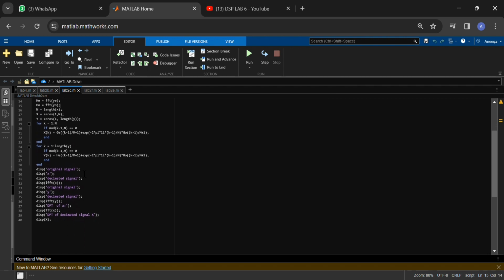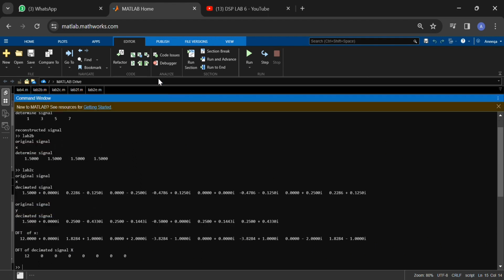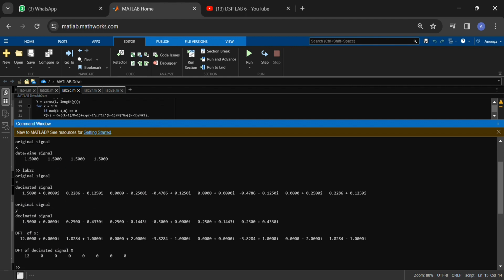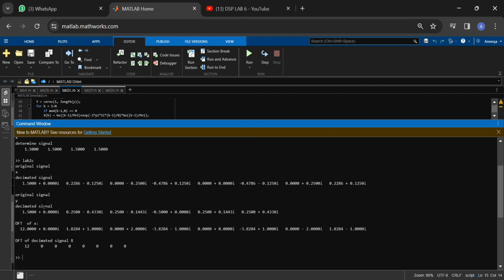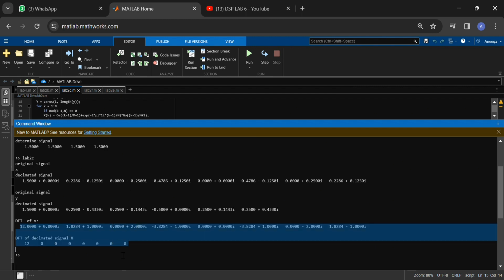After that we have displayed our original signal of x, decimated signal of x, and the original signal of y and decimated signal of y, and at the end we have compared both of the signals, the DFT or the decimated signal of both x and y. When we run our function, the output is this. This is our basic output, in which we have the original signal of x and decimated signal, and the original signal y and decimated signal of y, and after that we have DFT of x and the decimated signal of x.